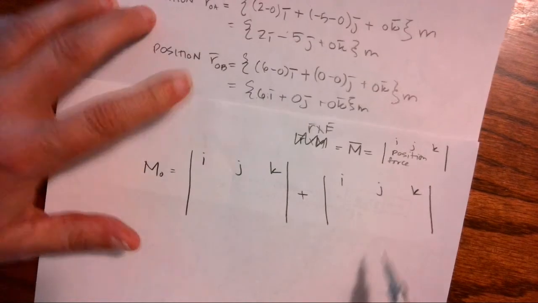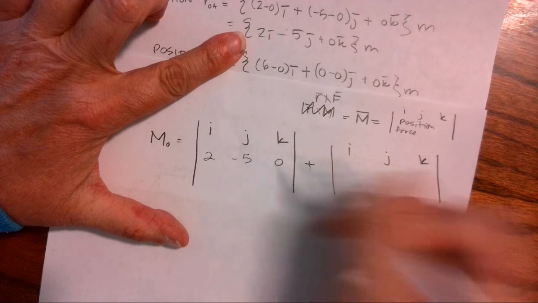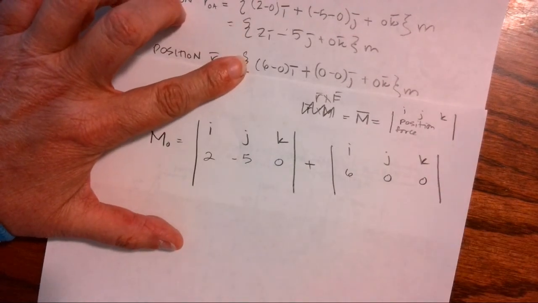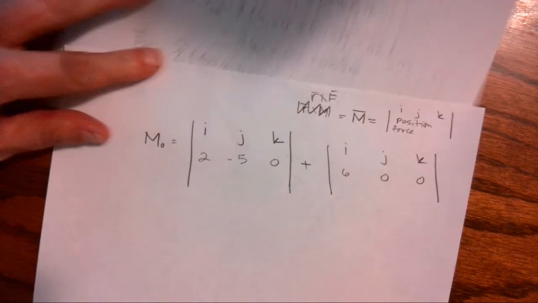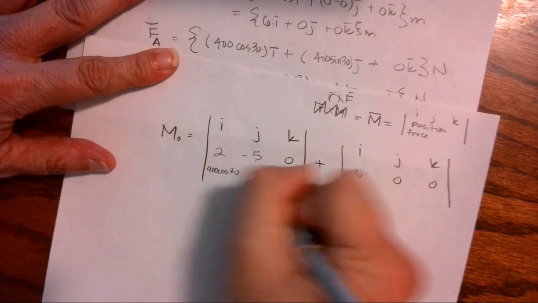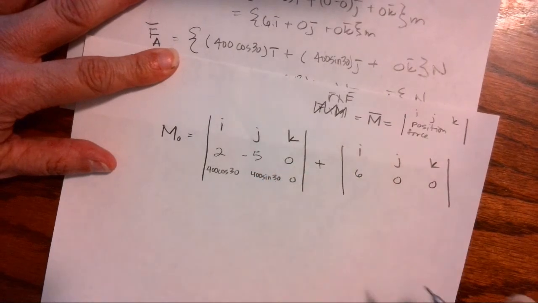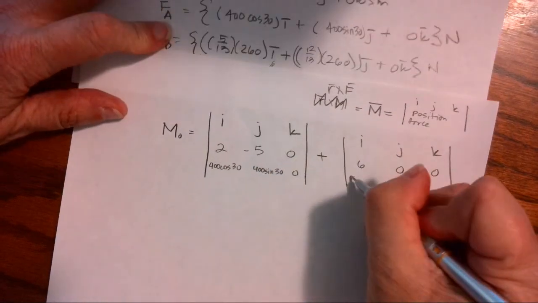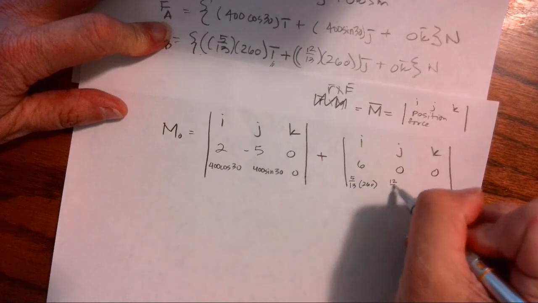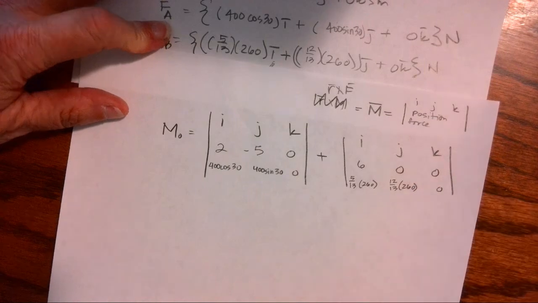I have my positions 2, -5, 0 and 6, 0, 0. Those are my two position vectors. And now I can look at my force. I'm going to have 400 cosine 30, 400 sine 30, and 0. And then I'm going to have 5/13 times 260, 12/13 times 260, and 0.